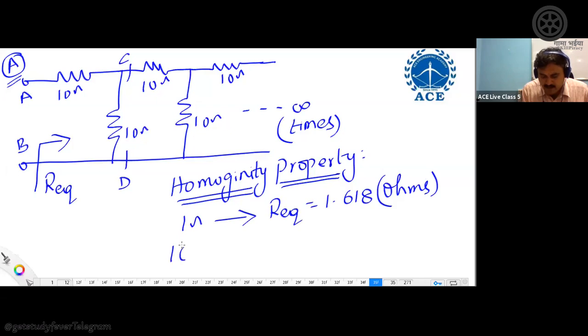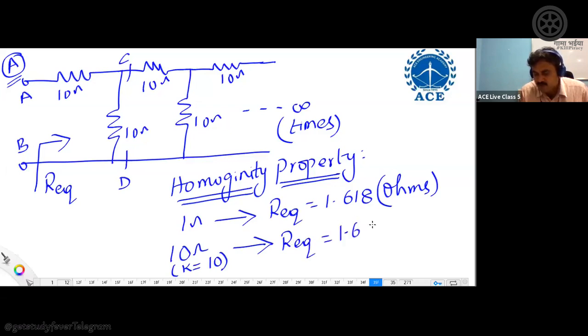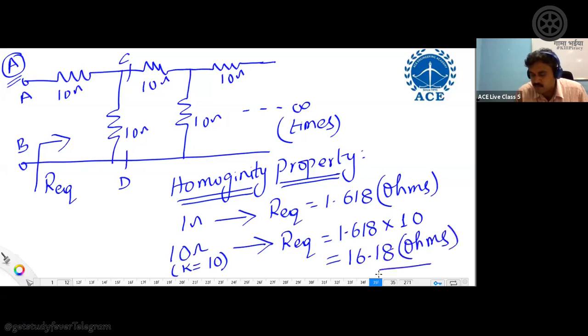Now, if you are calculating the same problem without any change with 10 ohms, that means you have multiplied the resistance with a constant which is equal to 10. Then the R equivalent which you get will also get multiplied with the same constant equal to 10. That is what homogeneity property is. So this will be equal to 16.18 ohms. That's all. This will be your answer. Finish. So this is how you can use the homogeneity property and get the response. Instead of doing all this, easily you can map this. Is it clear?